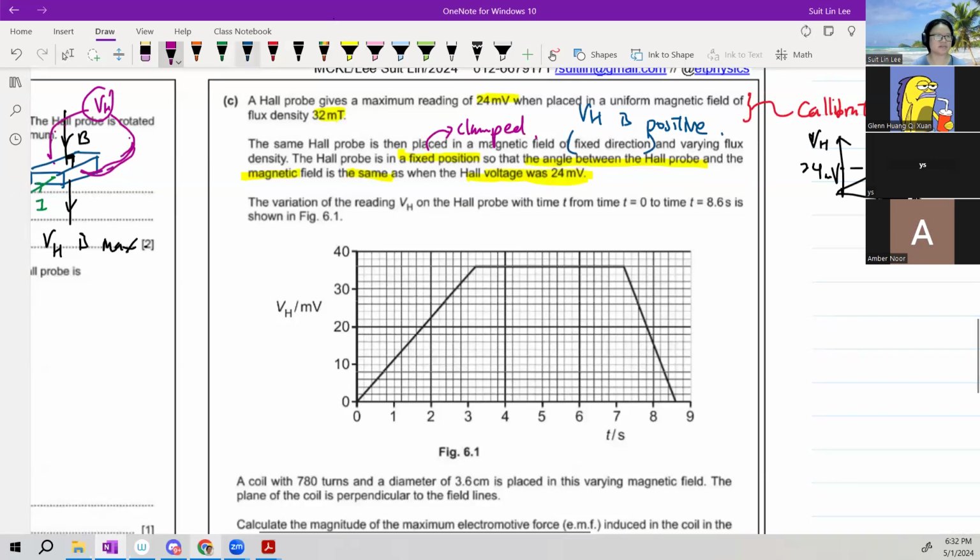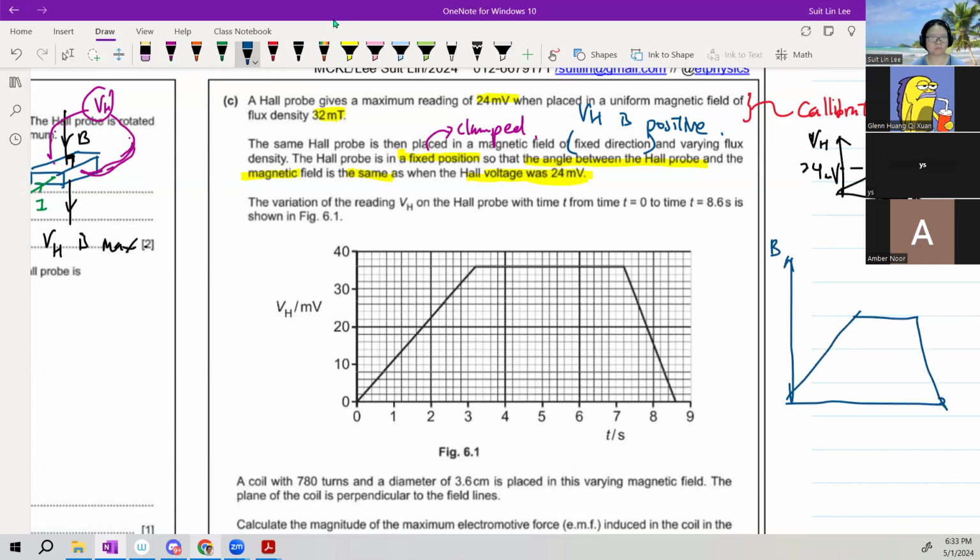If the VH against t graph looks like this, can I say that my B against t graph will also have the same shape? Because VH is proportional to B. So from 0 to this time, which is 3.2 seconds, look, this one here is 36.